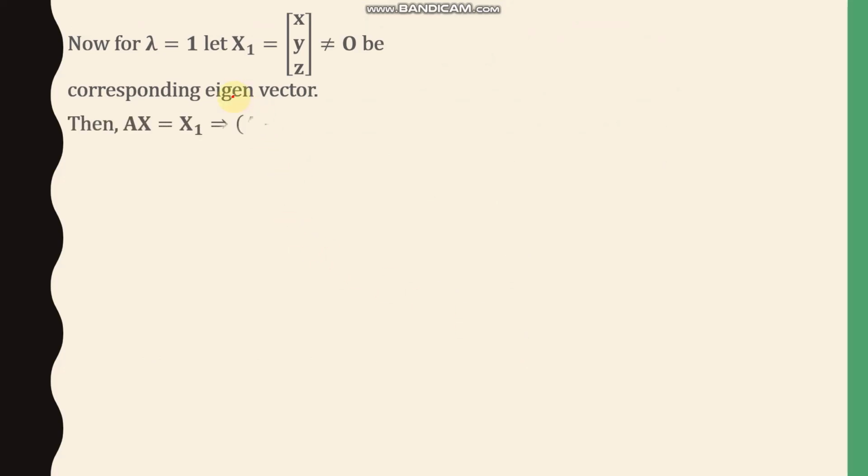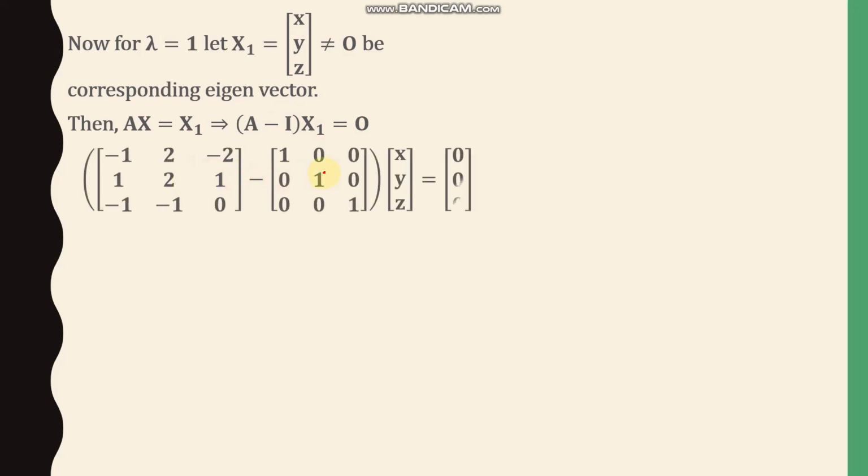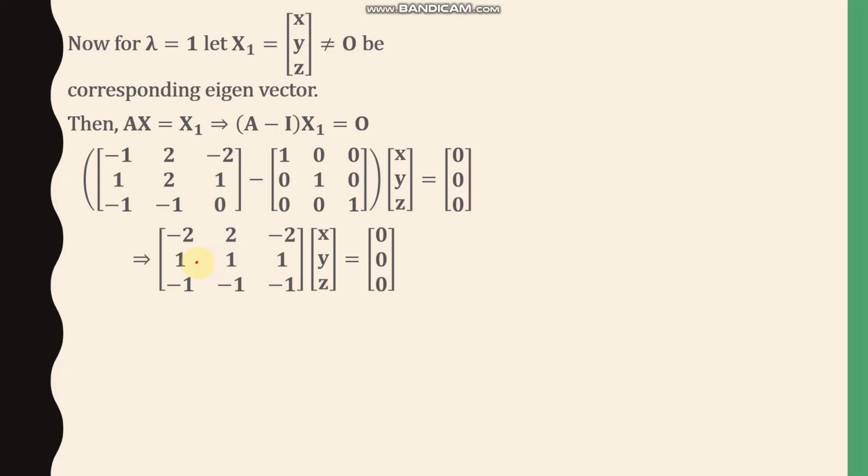So (A minus lambda I), A minus 1 times I, into x1 will be equal to 0. So let's solve it. Write down A minus 1 times the identity matrix, times (x, y, z), equal to 0. So we get minus 2, 2 minus 2, 1, 1, 1, minus 1, minus 1, minus 1. You can see the rank of this matrix is 1. Sorry, not 1. The rank of this matrix is 2.